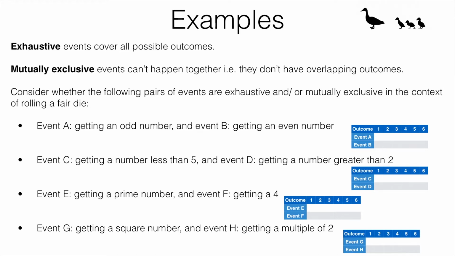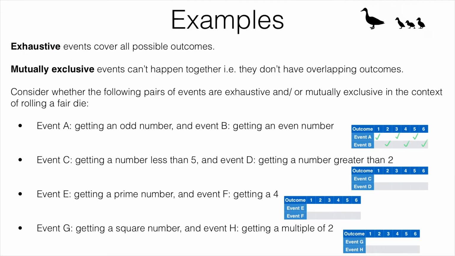Let's illustrate that by looking at event A. Event A is getting an odd number. That's either a 1, a 3, or a 5. So event A is made up of 3 possible outcomes. Event B is getting an even number. That is a 2, 4, or a 6. So event B is an event made up of 3 possible outcomes as well. I've shown this in this table. This is going to help us understand the meaning of exhaustive and the meaning of mutually exclusive.